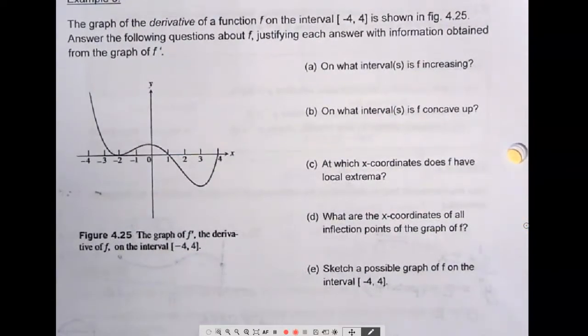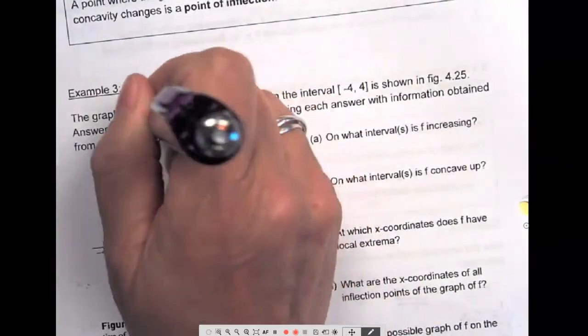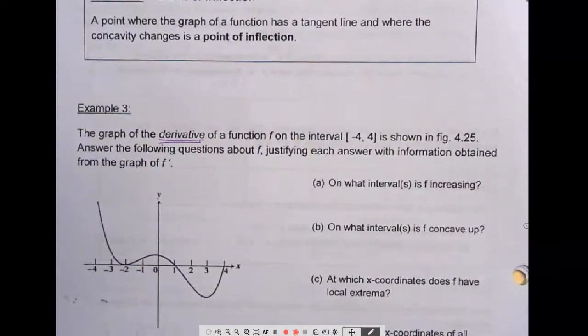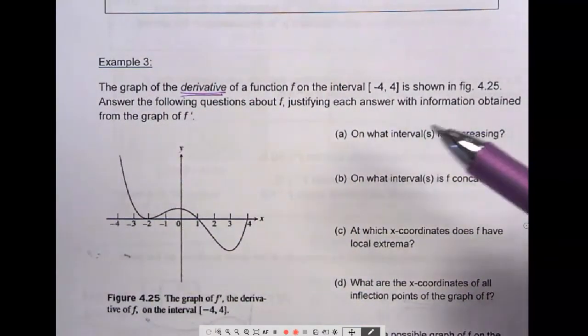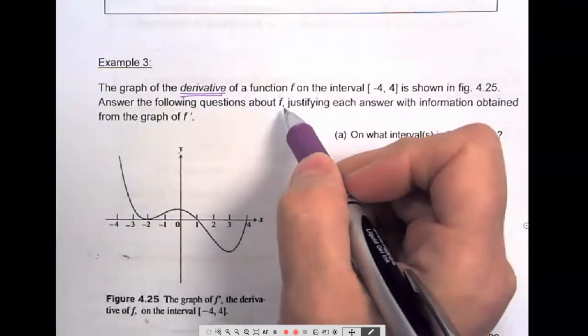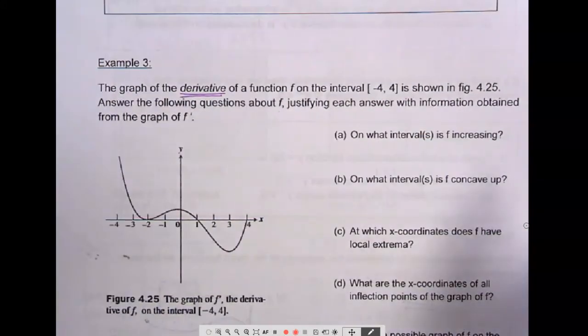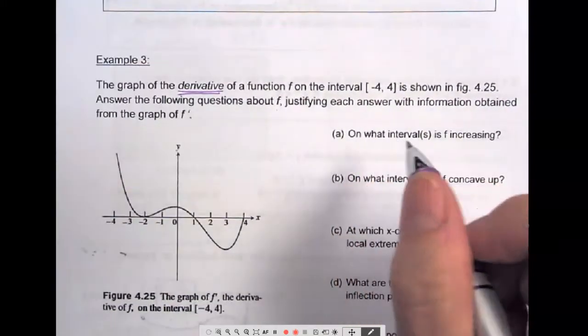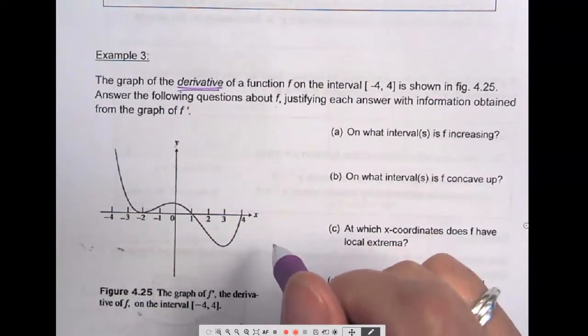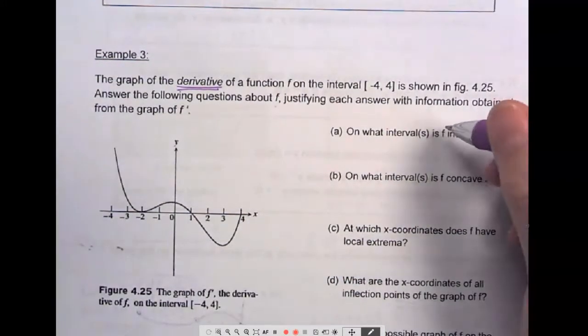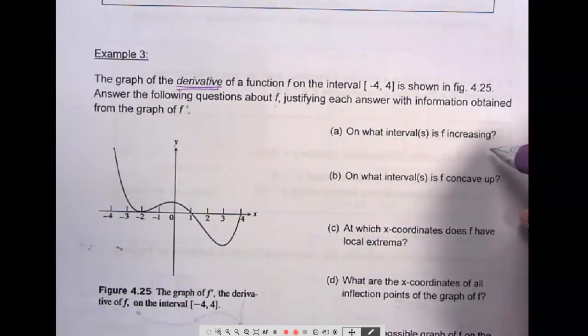The graph of the derivative of a function on the interval from -4 to 4. So notice there are no little arrows that keep going. This is it, the whole graph we're looking at right here. Answer the following questions about the original graph of f, justifying each answer with the information obtained from the graph of f prime. Okay, so this is the derivative. This is where we kind of have to look at the graph and think backwards. Okay, on what intervals is f, the original graph, increasing?